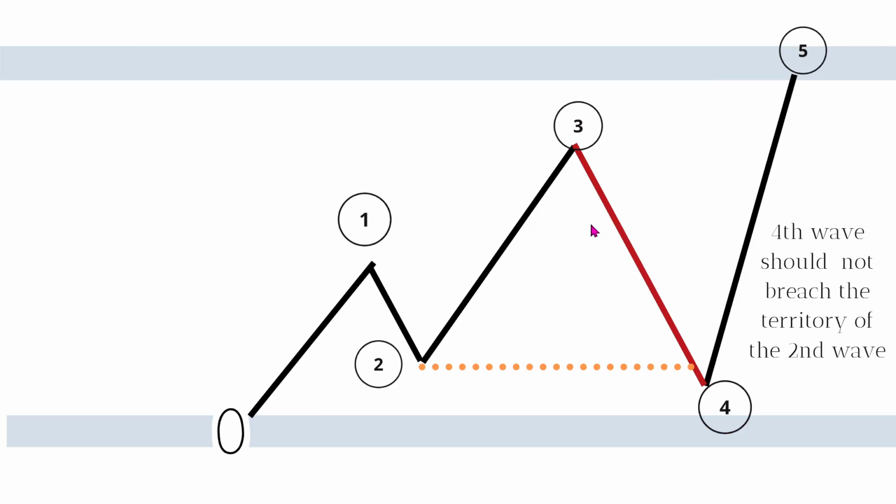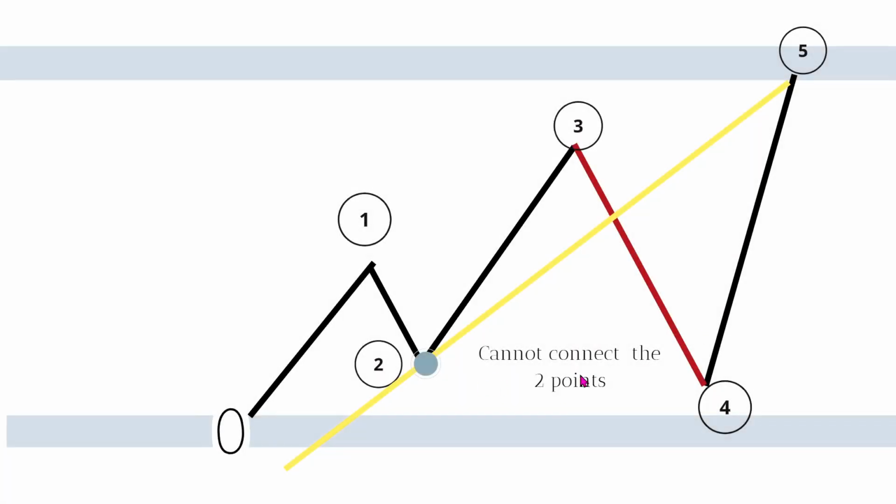And in this example, the fourth wave should not breach the territory of the second wave. So price goes up, creates the first wave, second wave, and then the third wave pushes up, but then the fourth wave comes down and it breaches the territory of the second wave. So here is another example of a nullified trend. We cannot connect the 2 points here. It's going to be very difficult to connect 2 valid points to confirm the trend moving up toward our zone.